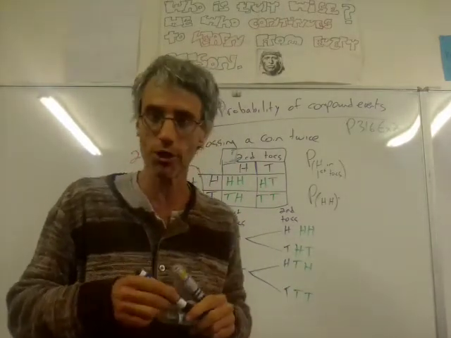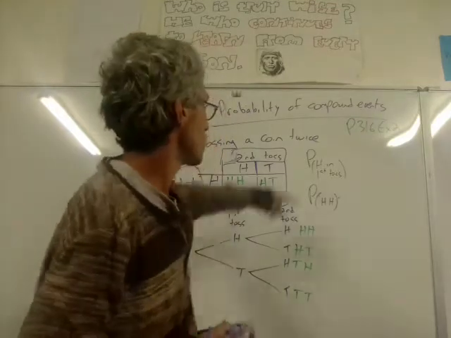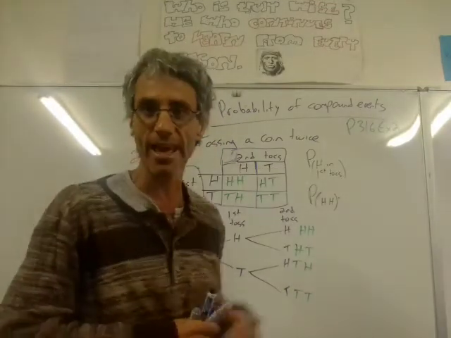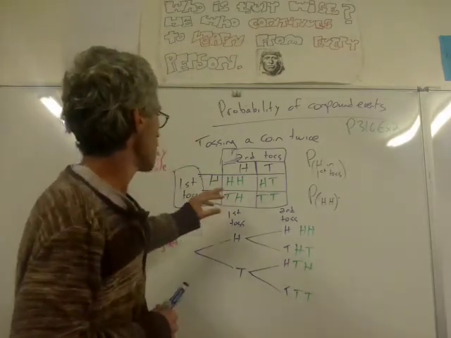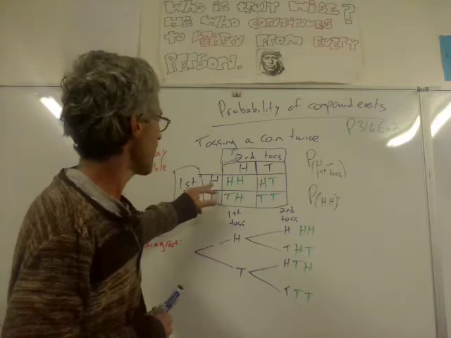I think it will be useful. Just have it next to you. So we want to calculate the probability that I'm getting head in the first toss. Okay? So let's try and use the table. What's the probability that I'm going to get head in the first toss?